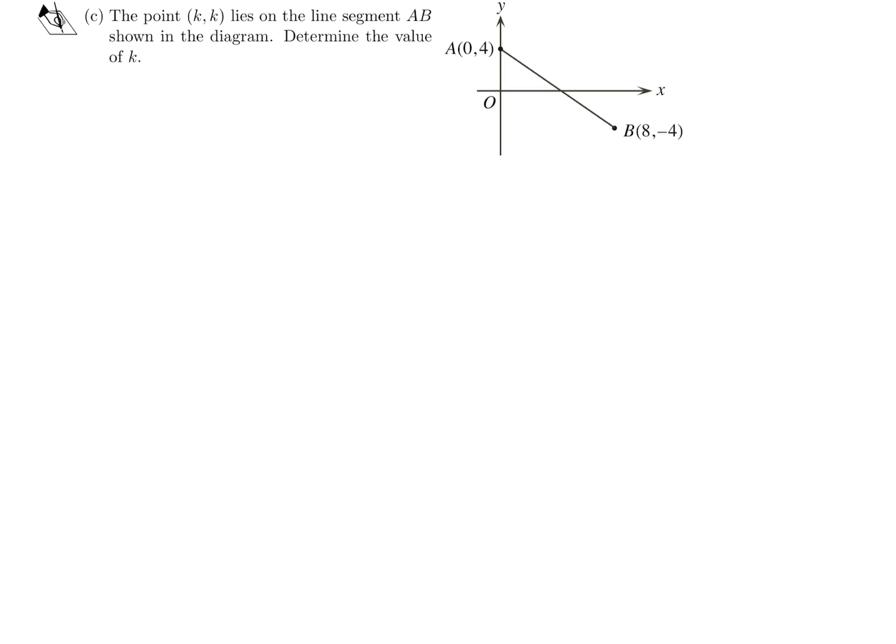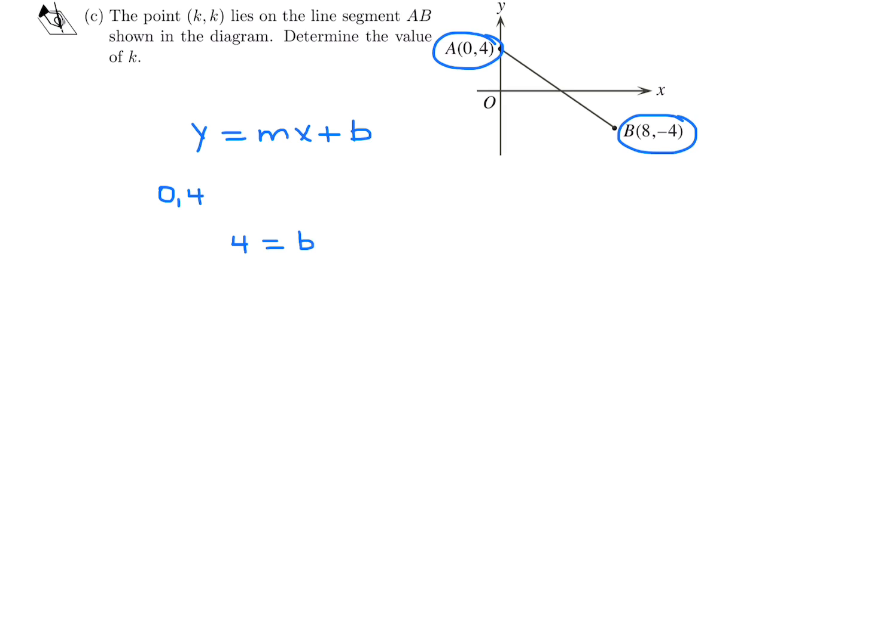The point (k, k) lies on the line segment AB shown in the diagram. Determine the value of k. So as before, we have a line and it will be of the form y is equal to mx plus b. Substitute that first point, this guy right here, and we will get 4 is equal to b.